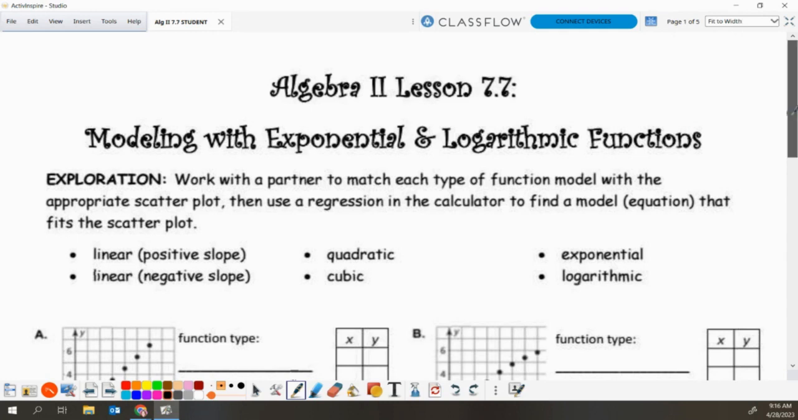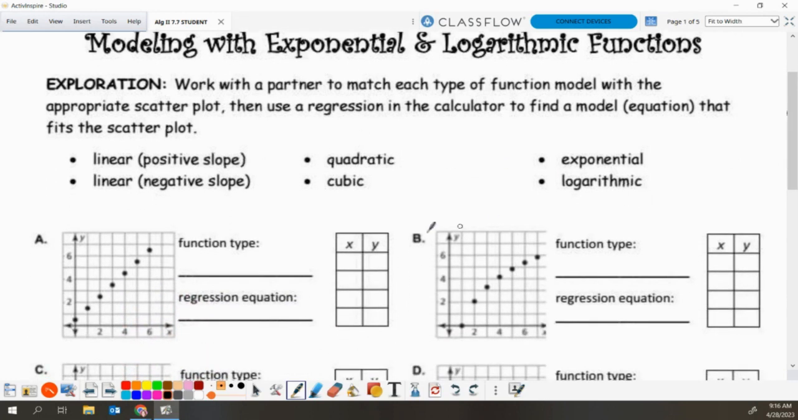So somebody give me one that you're pretty confident in as far as which function goes with which graph. What do y'all think? Good. A is linear positive slope. We know that because we are going up by exactly the same amount each time. And we know it's positive because we're going up, right? So this one is going to be linear with a positive slope. Okay, so we did that one. All right, give me another one.